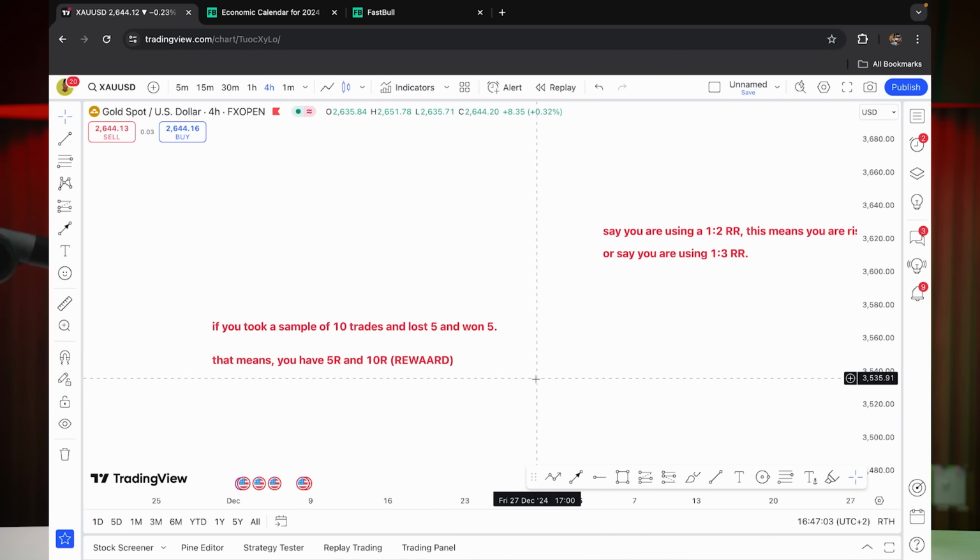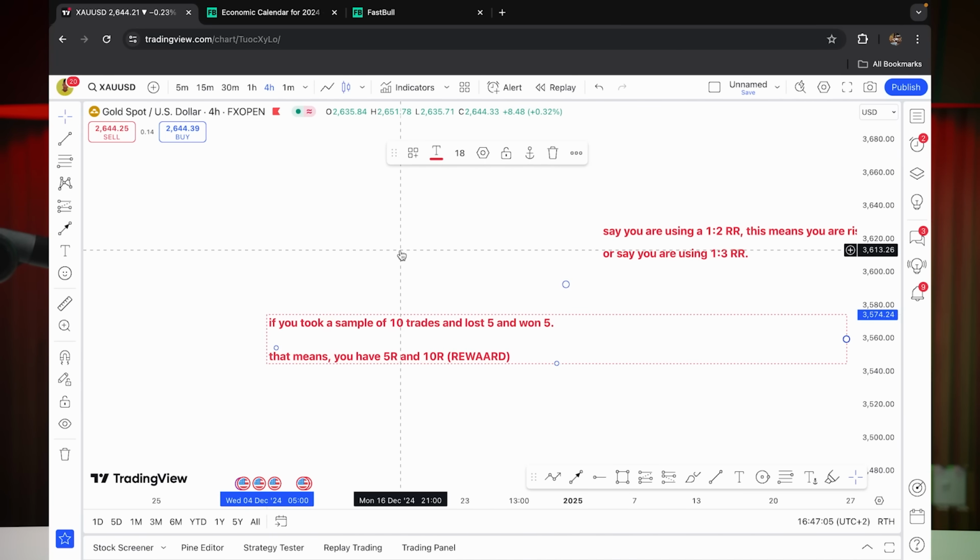Now let's assume you stick to such an approach where you are risking 1 to make 2, and let's say you took a sample of 10 trades and lost 5 and won 5. Now what's happening is, you lost 5R but made 10R, and the difference is 5R, meaning regardless, you took losses, but you still have your account capital, and more than that, you've also made money. That's a worst-case scenario. You probably have a 50-50% win rate.